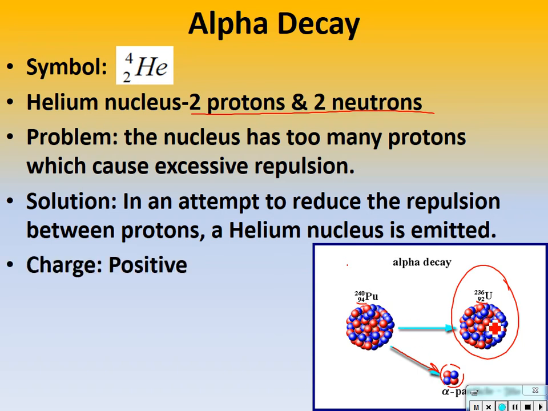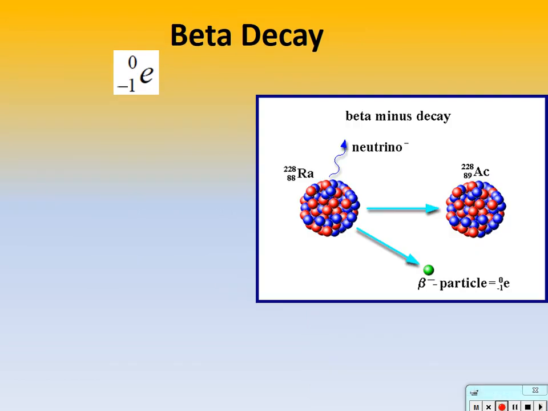Okay. The charge of an alpha particle is positive. Why is it positive? No electrons. There's no electrons. How many protons do you have? 2. How many neutrons? 2. So it's really plus 2. For each particle, its charge is plus 2.